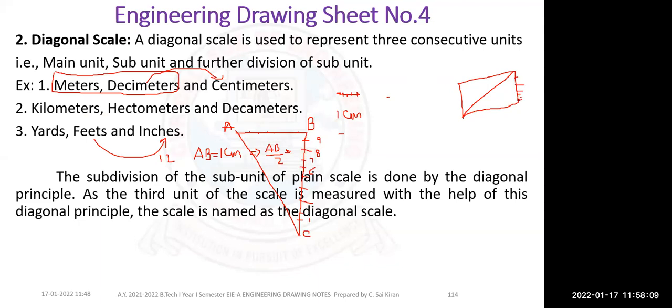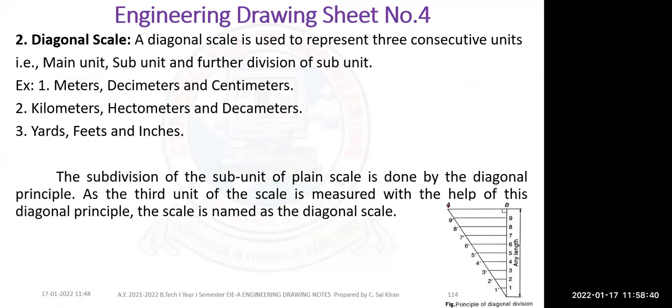Then I'll join this point to here, and this point to here. If I draw this vertical line, then this distance is 0.1 of AB. Then from the 2, if I join this and make this vertical, this distance is 0.2. This complete distance is 0.2 of AB. So that is the diagonal principle we follow here.